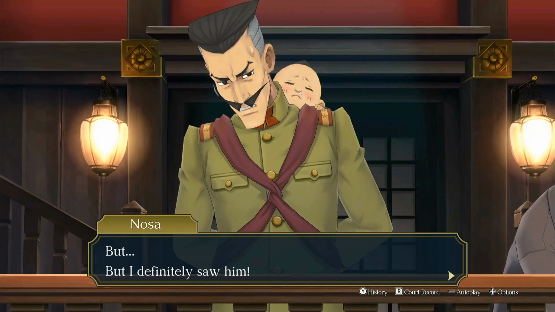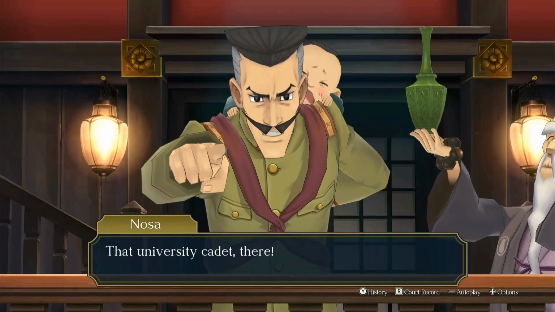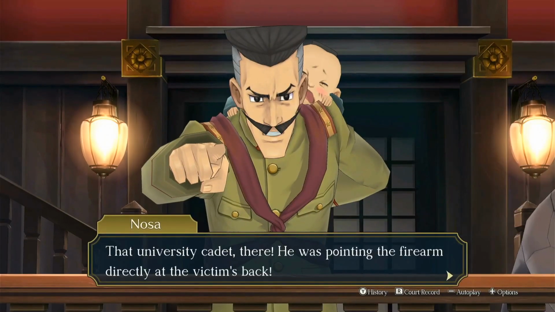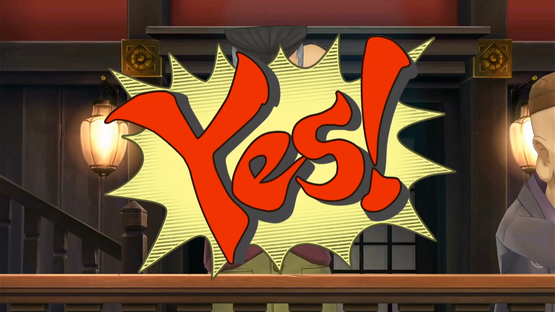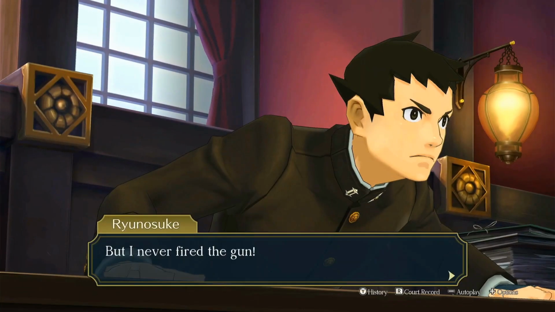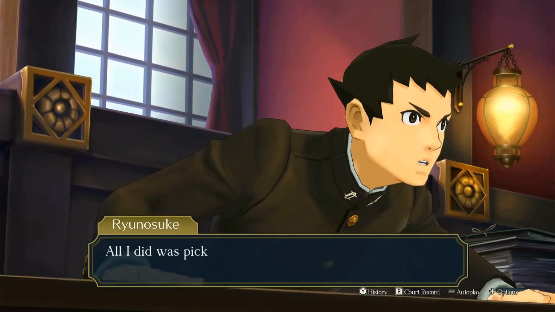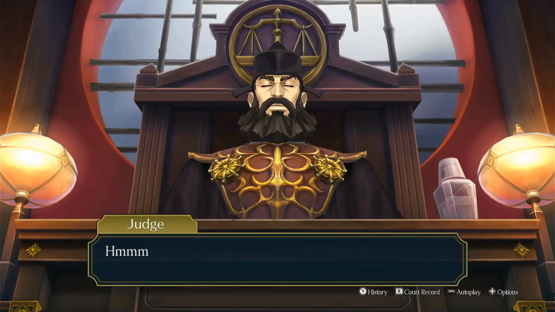But I definitely saw him. That university cadet there, he was pointing the firearm directly at the victim's back. Yes! But I never fired the gun. All I did was pick it off the floor. Well, yeah, why did you pick it up off the floor again? I think I said this last time, but if you see a gun on the floor, what would possess you to go pick it up? If anything, I would just keep it down or something like that.